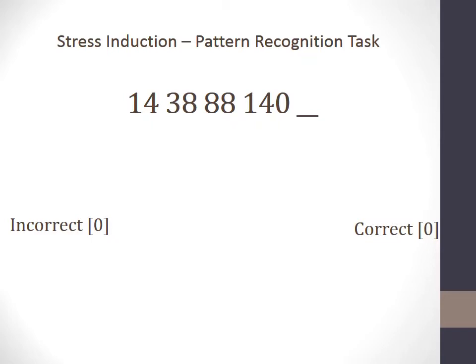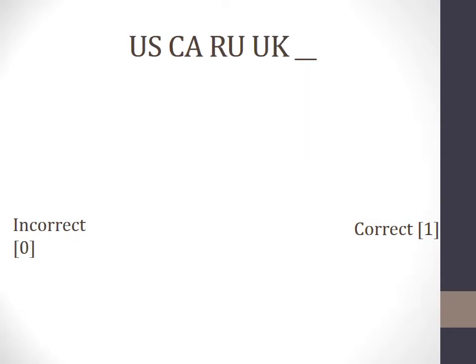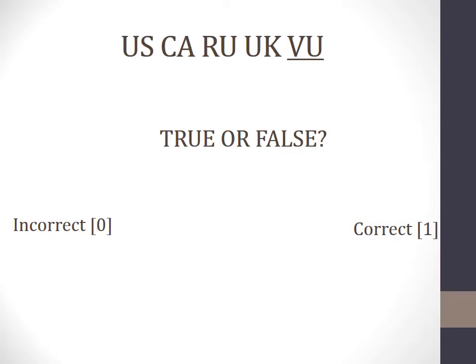So you don't need to know too much about the stress induction activity in particular. Essentially, participants were asked to identify a pattern and guess how that pattern should be finished. So they would be given, for example, this: 14, 38, 88, 140, 400, and then shown true or false, asked to identify which was which. However, as you can see, these patterns are not particularly obvious.